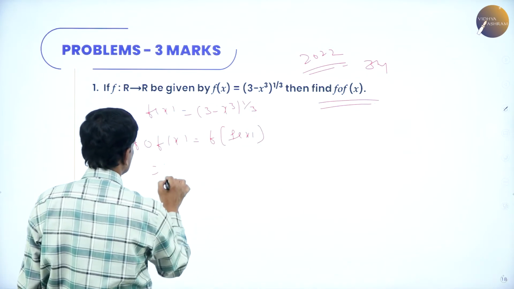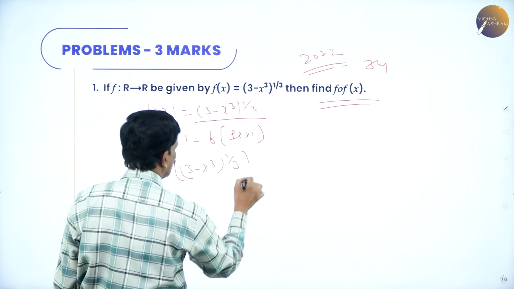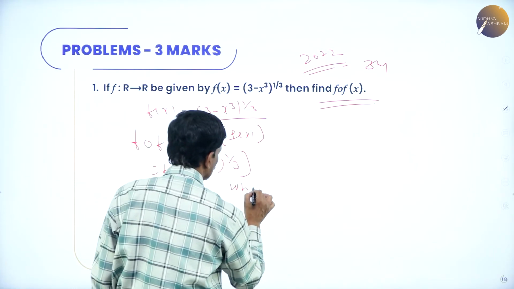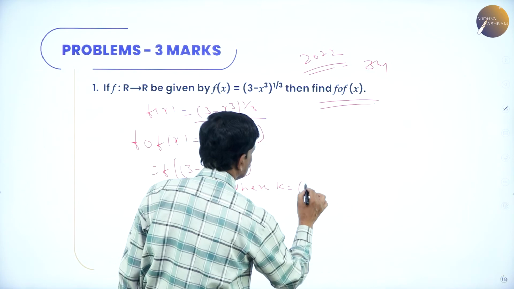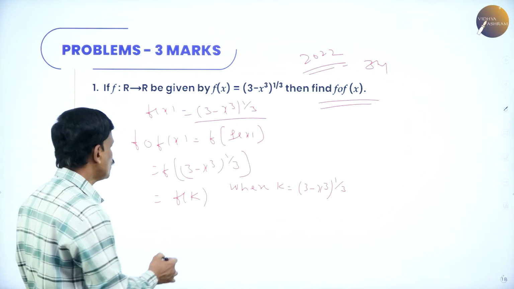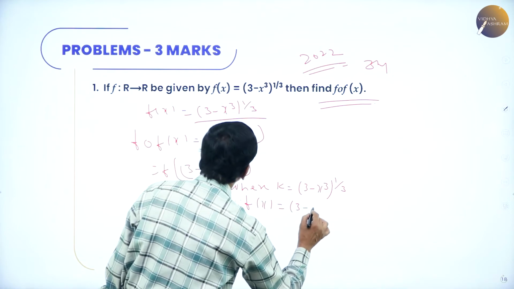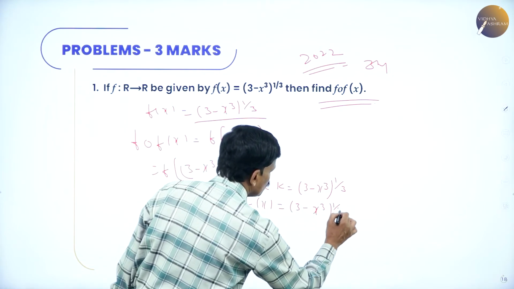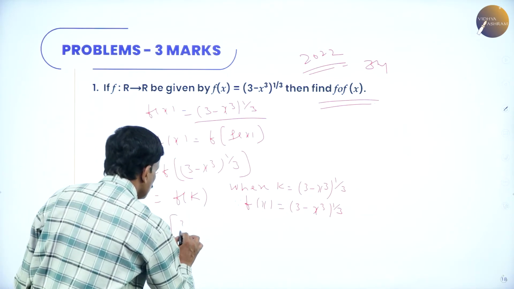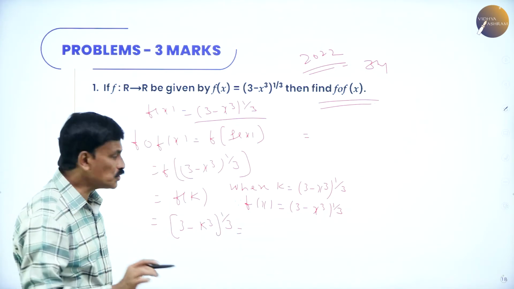So, this is equal to f of, what is f of x? (3 minus x cube) whole raised to 1 by 3. Let us consider this as f of k, where k is equal to (3 minus x cube) whole raised to 1 by 3. Now, since f of x is a given function, that is (3 minus x cube) whole raised to 1 by 3, substitute here. If x is replaced by k, what you will get? (3 minus k cube) whole to the power of 1 by 3. Now, just substitute the value of k.